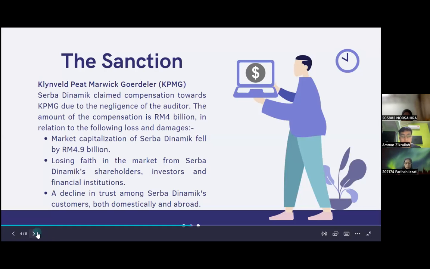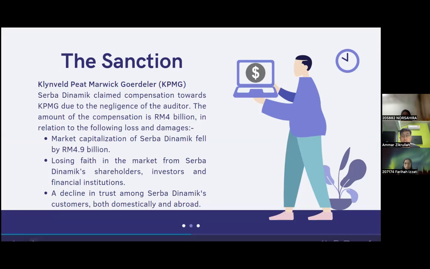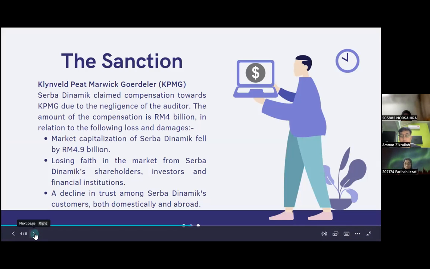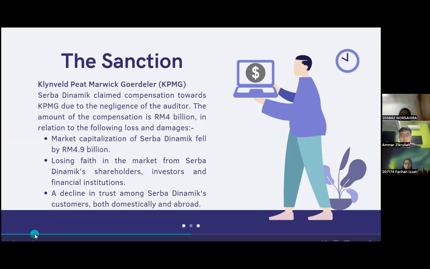The sanction given: Serba Dinamik claims compensation from KPMG due to the negligence of the auditor. The amount of the compensation is 4 billion in relation to the following loss and damages. First, the market capitalization of Serba Dinamik fell by 4.9 billion. Second, loss of faith in the market from Serba Dinamik's shareholders, investors, and financial institutions. And then a decline in trust among Serba Dinamik's customers, both domestically and abroad. I'll pass to the next presenter.